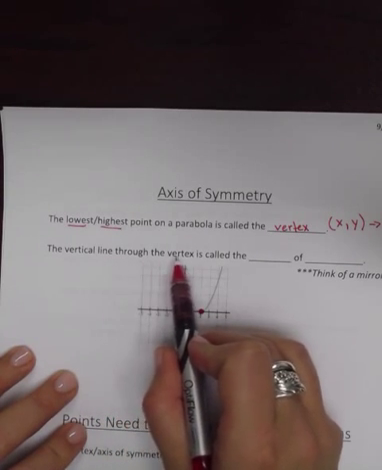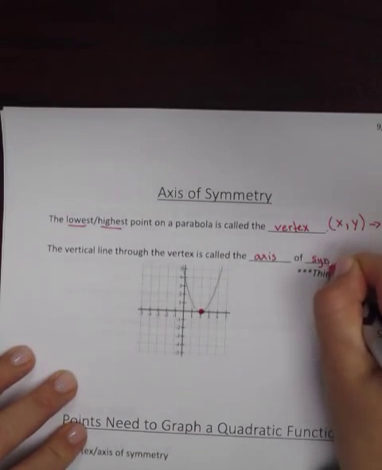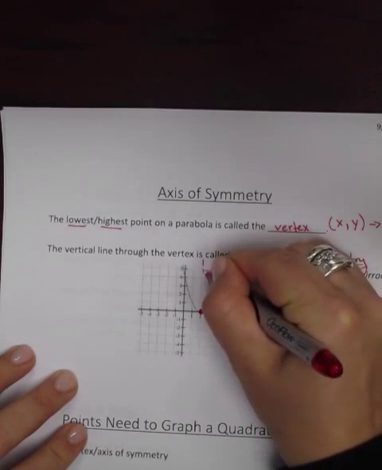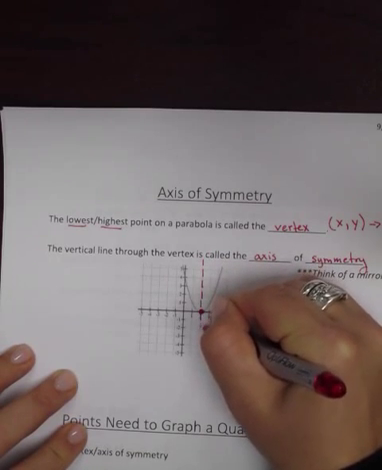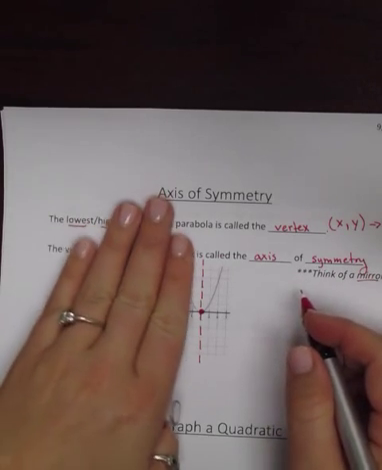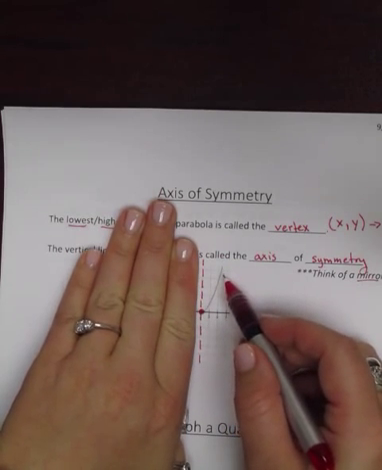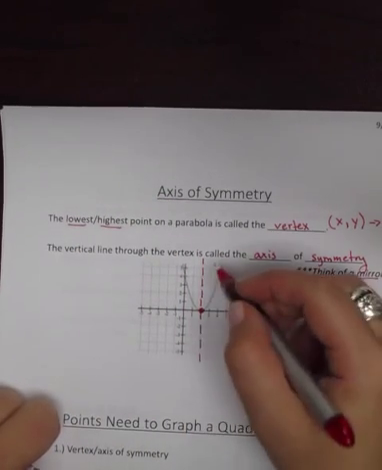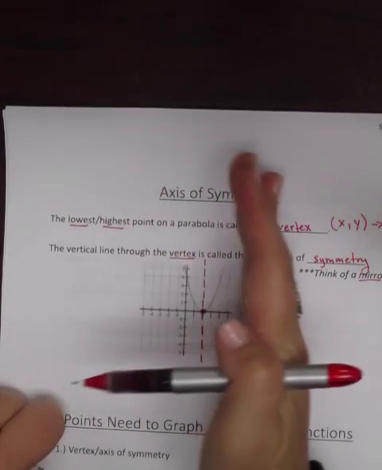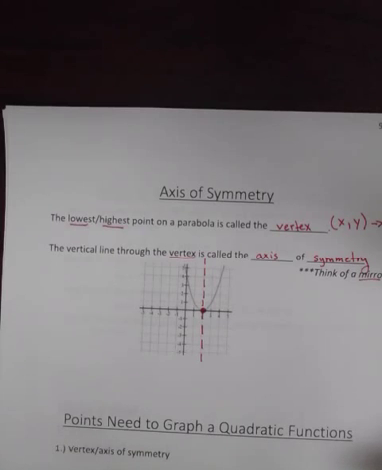Now the next thing that we have is a vertical line. A vertical line through the vertex is called the axis of symmetry. We usually draw that vertical line as a dashed line because it literally creates a mirror image. If we were to cover this up and have a mirror, we would be able to see the other side of that parabola. So think of your axis of symmetry as going through the vertex, and it's going to be a mirror image on the left and the right side. Which is going to be super important when we start graphing these.